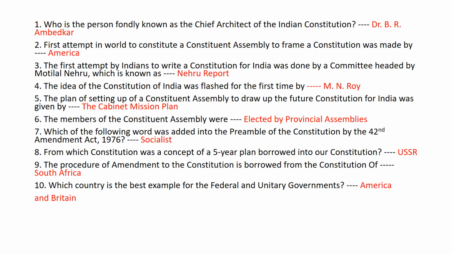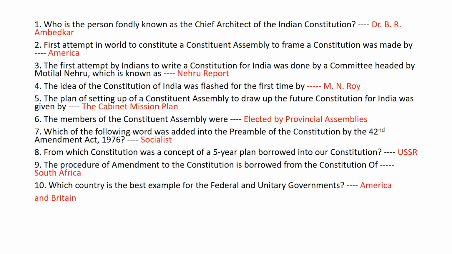Who is the person fondly known as the chief architect of the Indian Constitution? Dr. B.R. Ambedkar. First attempt in the world to constitute a constituent assembly to frame a constitution was made by America. The first attempt by Indians to write a constitution for India was done by a committee headed by Motilal Nehru, which is known as Nehru Report. The idea of the Constitution of India was flashed for the first time by M.N. Roy. The plan of setting up a constituent assembly to draw up the future constitution for India was given by the Cabinet Mission Plan. The members of the Constituent Assembly were elected by provincial assemblies.